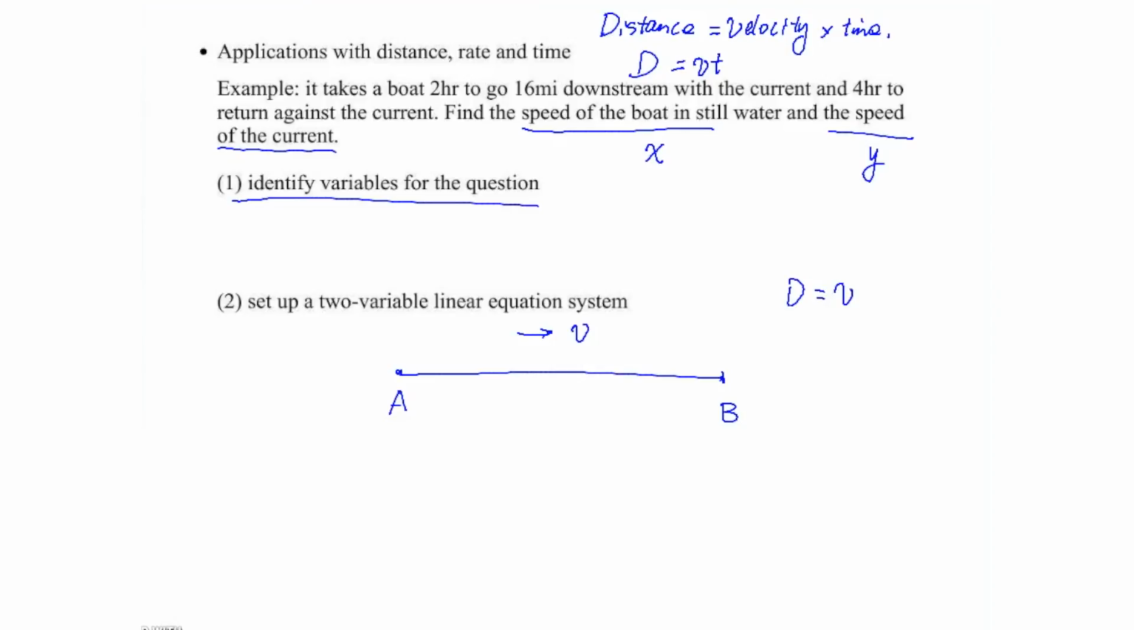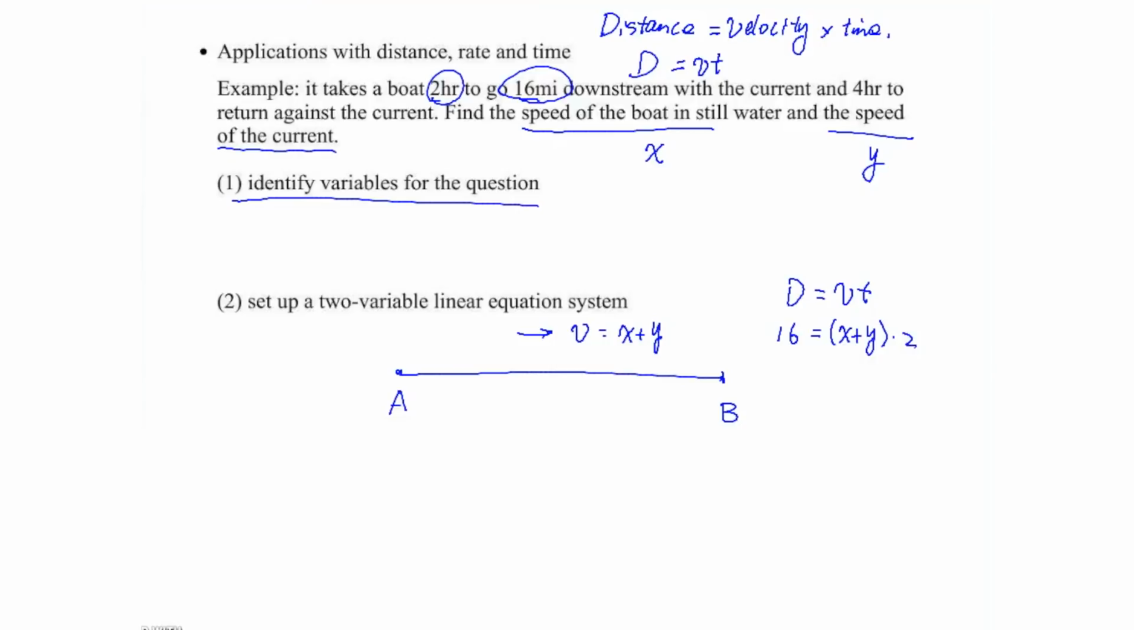D equals Vt. D would be the same for 2 trips because D is always 16 miles. So the left-hand side of this equation would be 16. Now let's check the velocity. Because it is downstream, the velocity is going to be x plus y. That is the speed of the boat in still water plus the speed of the current. So 16 equals parentheses x plus y. The time would be 2 hours, so it will be x plus y times 2. Now we get the first equation.